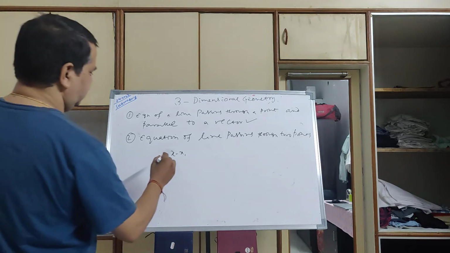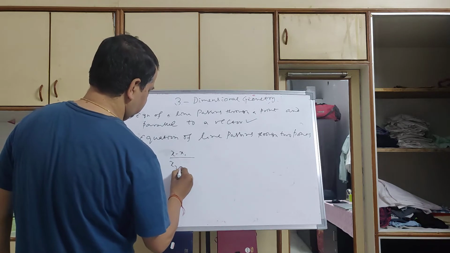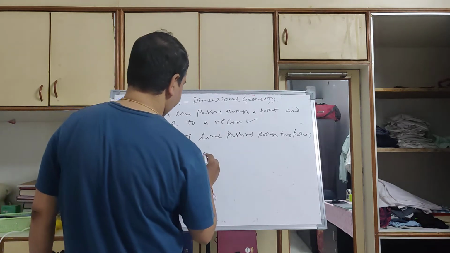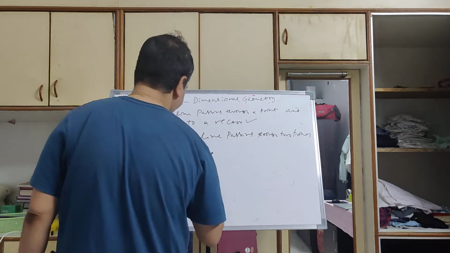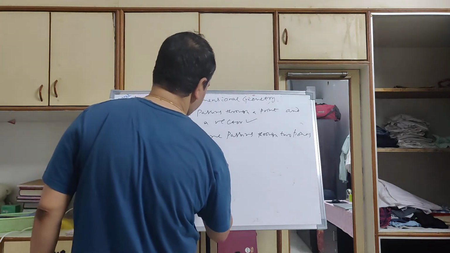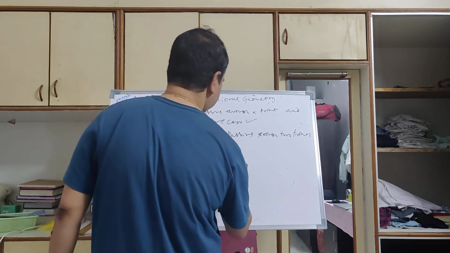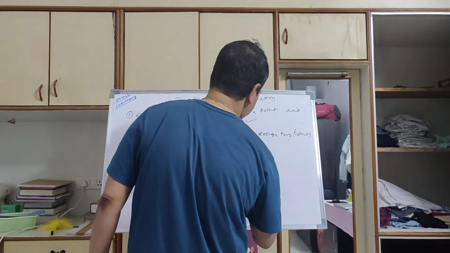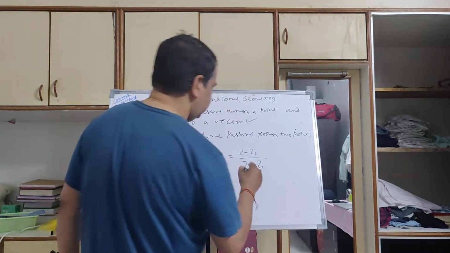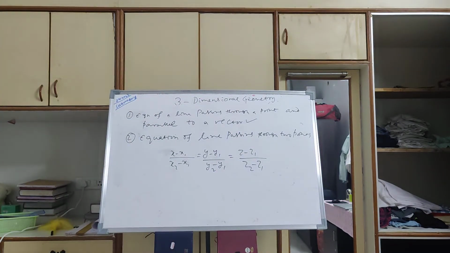So x minus x1 by x2 minus x1. Then y minus y1 divided by y2 minus y1. And then z minus z1 divided by z2 minus z1. This is the equation. So this is the final equation. These two you need to remember.